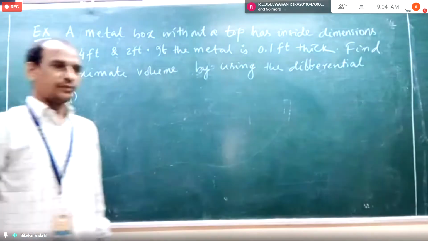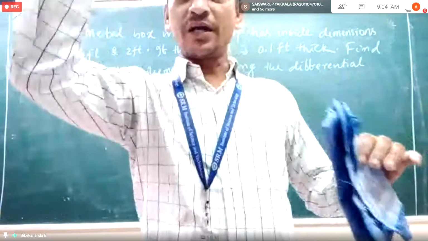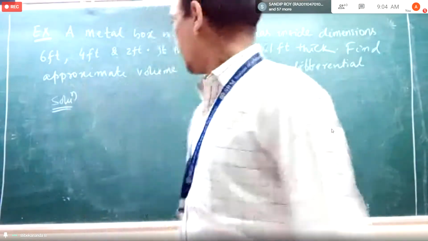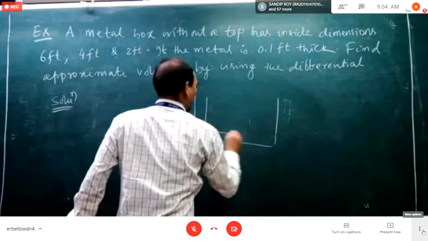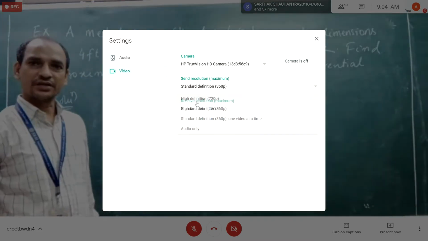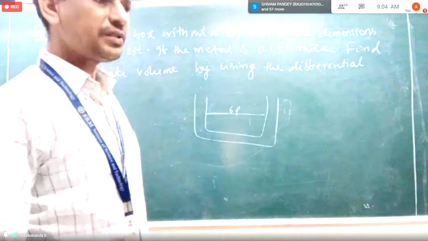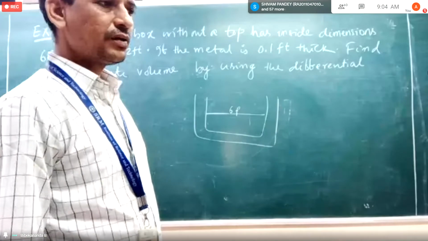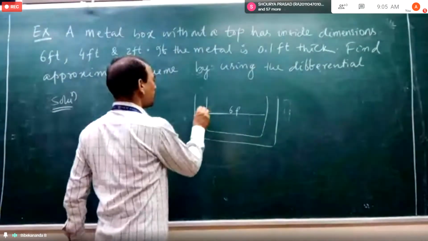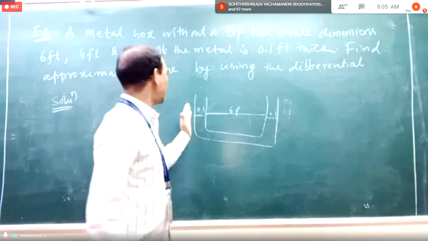Let us solve it. You have a metal box where the upper part is open, but three sides are there. Okay, and the thickness of the metal is 0.1. So if I say inner dimension is, suppose this is 6 feet, then what will be the outer dimension? 6 plus 0.2, because this is 0.1 and this is also 0.1. So if I add these two sides, then I will get the outer side dimension.